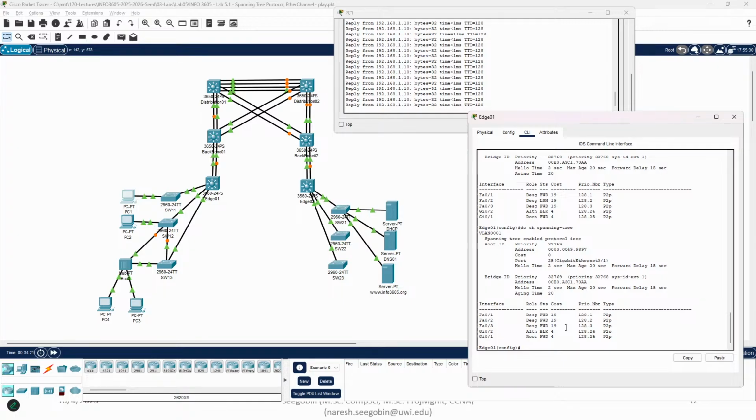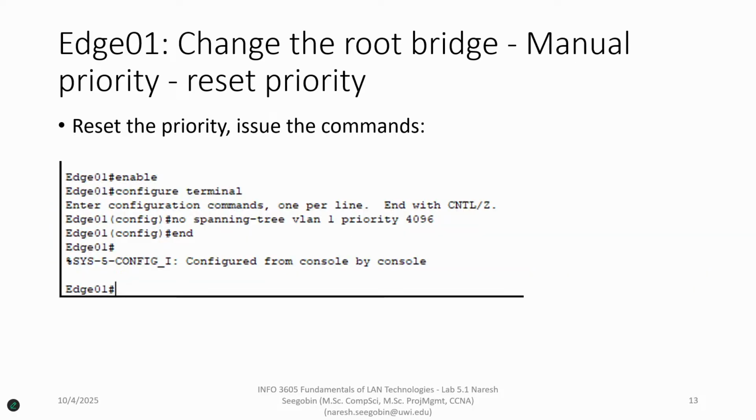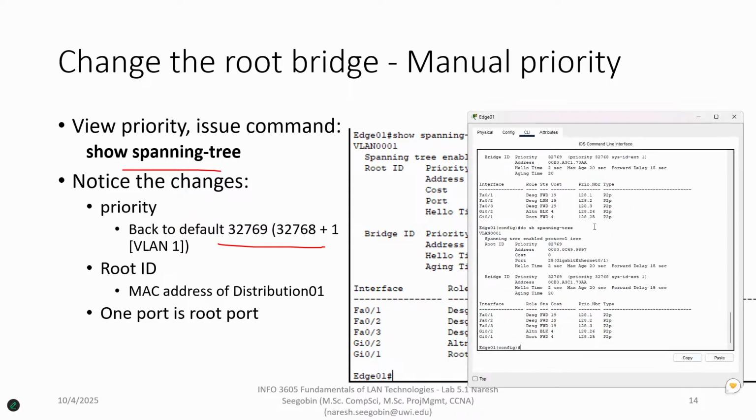So we removed it. And yeah, that's it. So we did this and we actually changed priority and stuff like that. Right, we set priority. Good. View the priority when you view the show spanning tree. Back to the default. Let's see.